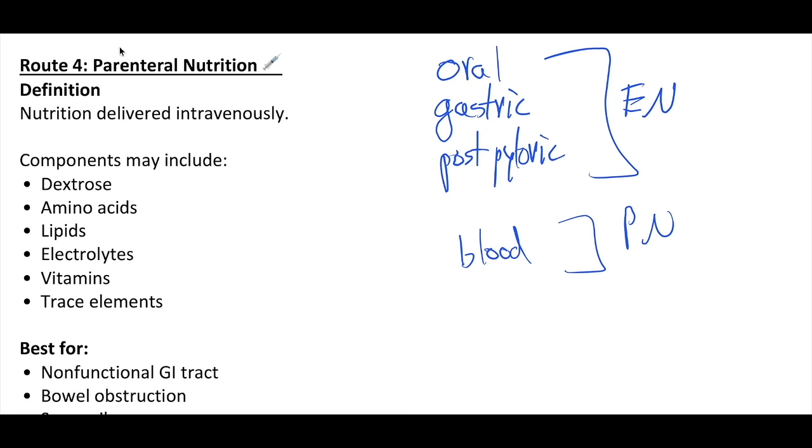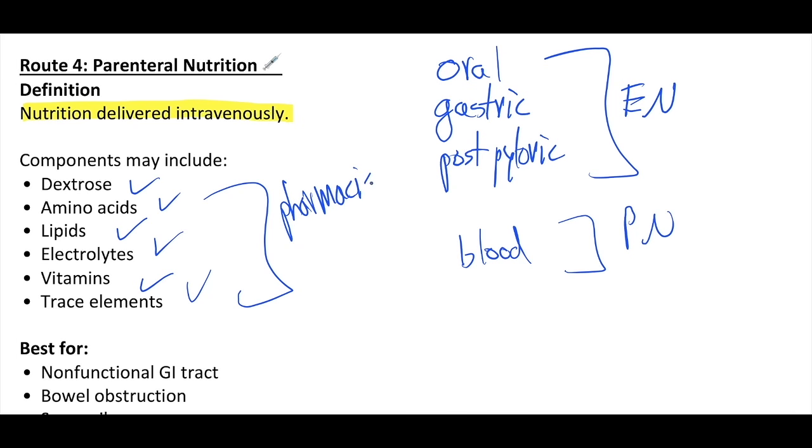So parenteral nutrition is nutrition delivered intravenously, right? It's usually macronutrients: dextrose, amino acids, lipids, electrolytes, vitamins, trace elements. Usually there is a specialized pharmacist or someone who compounds the parenteral nutrition, and they adjust it based on the patient's needs, based on their electrolytes, their glucose, all that kind of stuff. But it does require this specialty pharmacist to compound that.